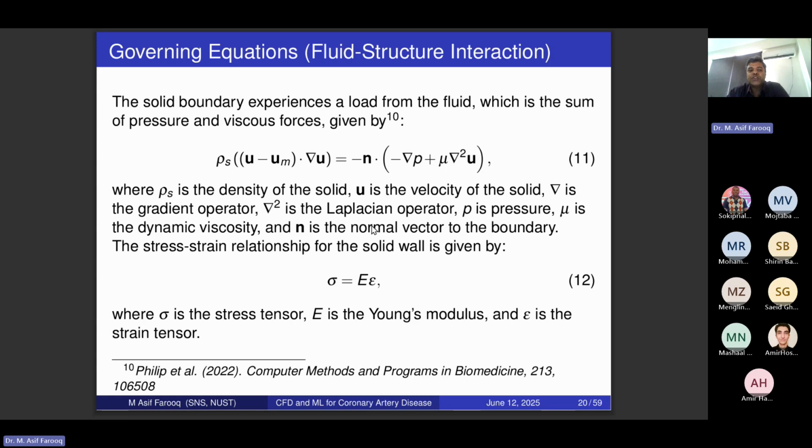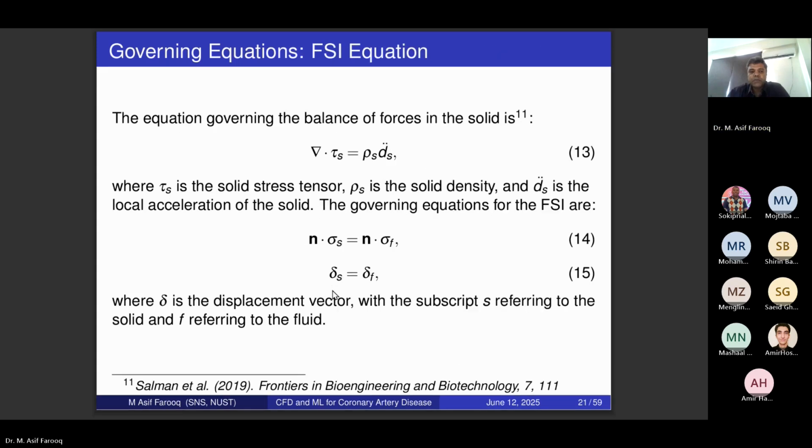Since the fluid pushes the wall by the pressure and the viscous forces, we need to add the pressure and viscous force. This is actually the Navier-Stokes equation, but applied normal to the wall. And um is the velocity of the structure, and rho s is the density of the structure, which is the arterial wall. Equation 12 is the very famous law coming from solid mechanics, that is actually the stress-strain relationship. Then we also have some governing FSI equations as well. They are given in equations number 13, 14, and 15.